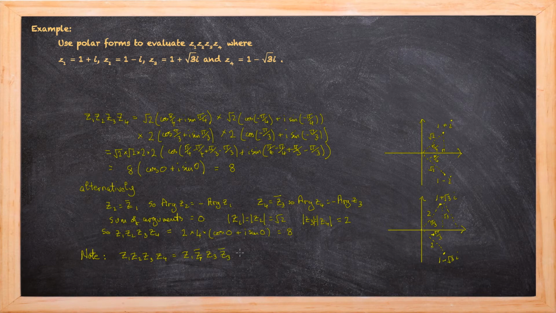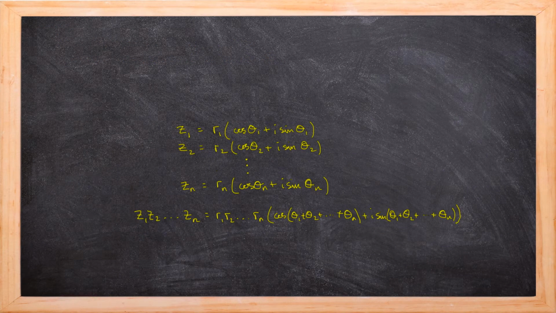So Z1 times the conjugate of Z1 will be the modulus of Z1 squared, and Z3 times the conjugate of Z3 will be the modulus of Z3 squared, and we know that's 2 times 4, which is 8 as before.